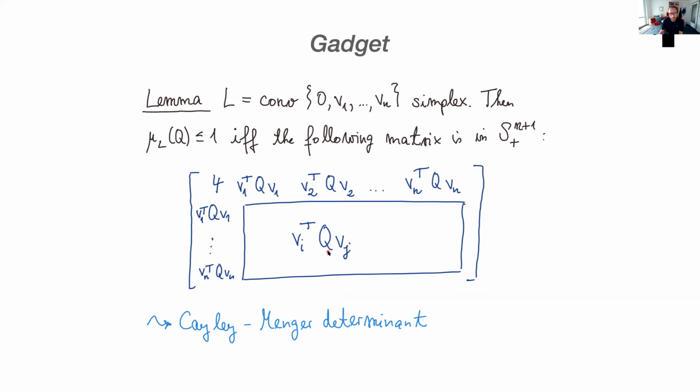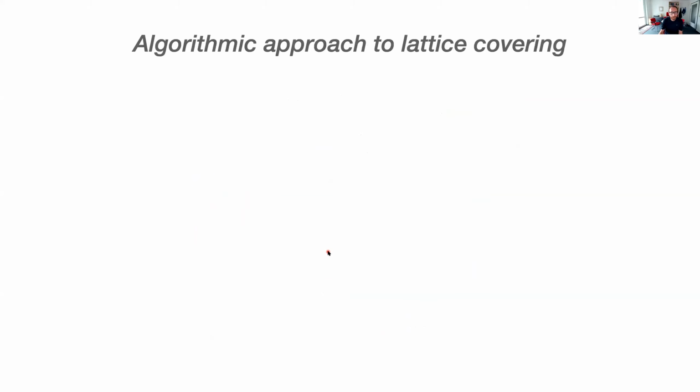Okay, and now we have everything together, so that we have some algorithmic approach to lattice covering. So what do we do? We enumerate all possible Delaunay triangulations, which are finitely many, up to GL_n(Z) equivalence. And then for every one of these triangulations, we solve one of these max-det problems. Then we take the minimum of all, and then we are done.